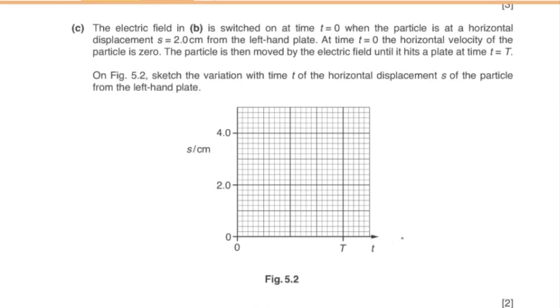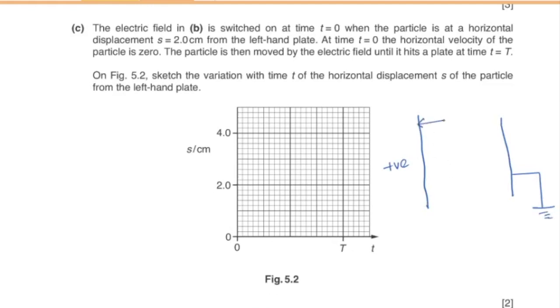Part C, the electric field in part B is switched on at time t equals 0 when the particle is at a horizontal displacement of 2 centimeters from the left-hand plate. Suppose this is the left-hand plate with a positive charge, and this is earthed, so this carries a negative charge.